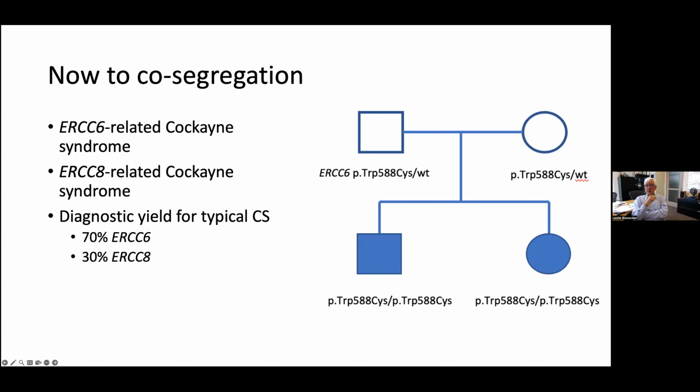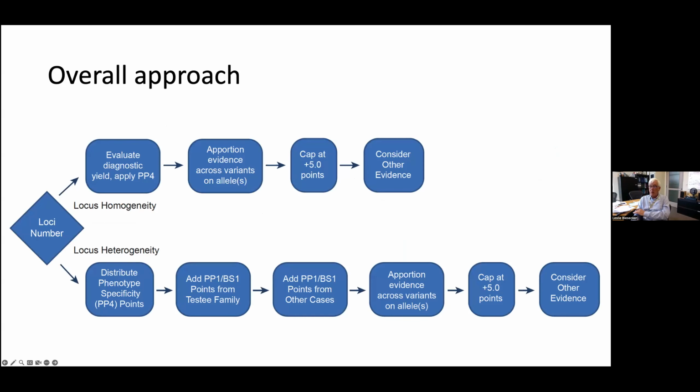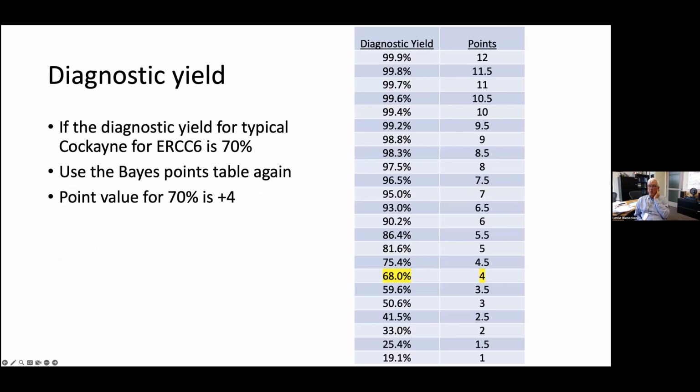And the diagnostic yield is a little different. It's 70% for ERCC6 and 30% for ERCC8. So what are we doing here? Overall, now we know we are in the locus heterogeneity pathway, right? So we're going down the lower pathway. What we're going to do is look at our phenotype specificity and see if there's evidence that we can use from Cockayne syndrome to give us some PP4-like information. What I told you was ERCC6 is 70%. And by the way, this was done on my hypothetical case where only ERCC6 was sequenced in that family. Okay, that's important.